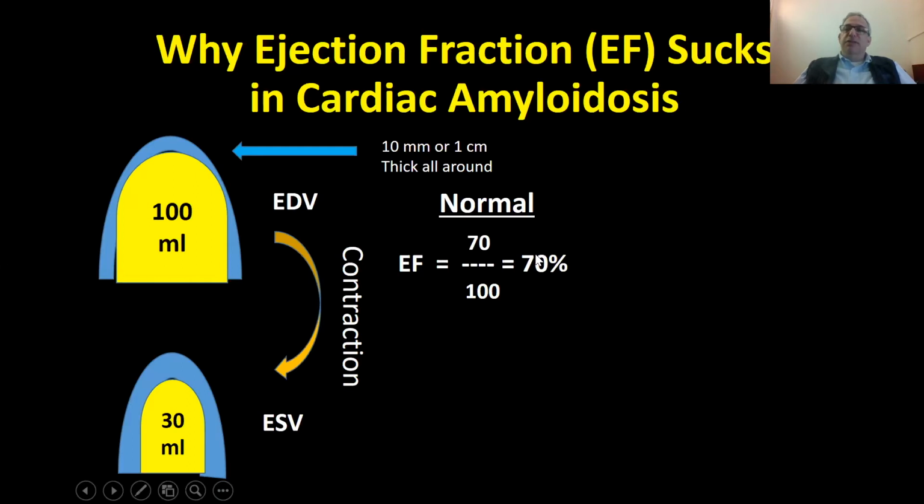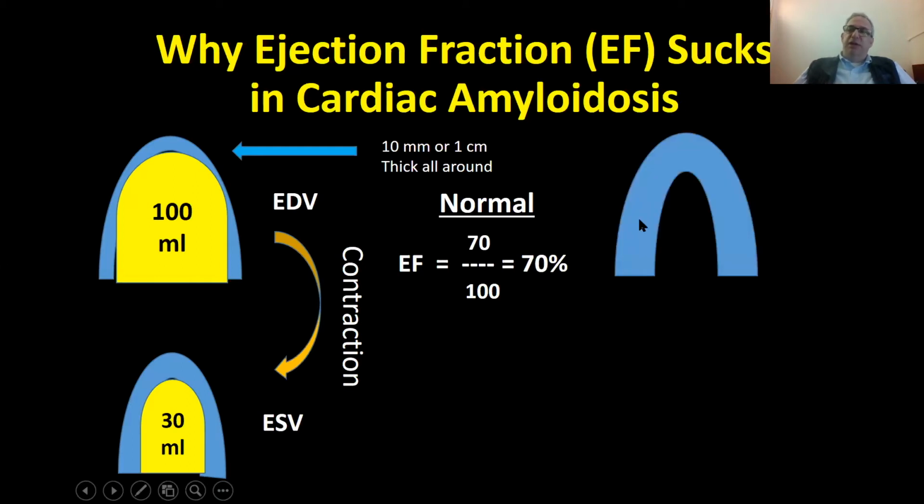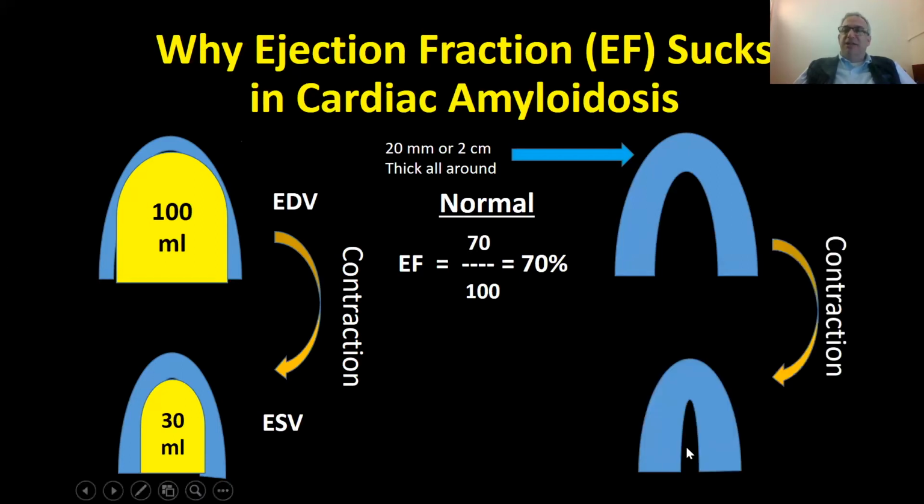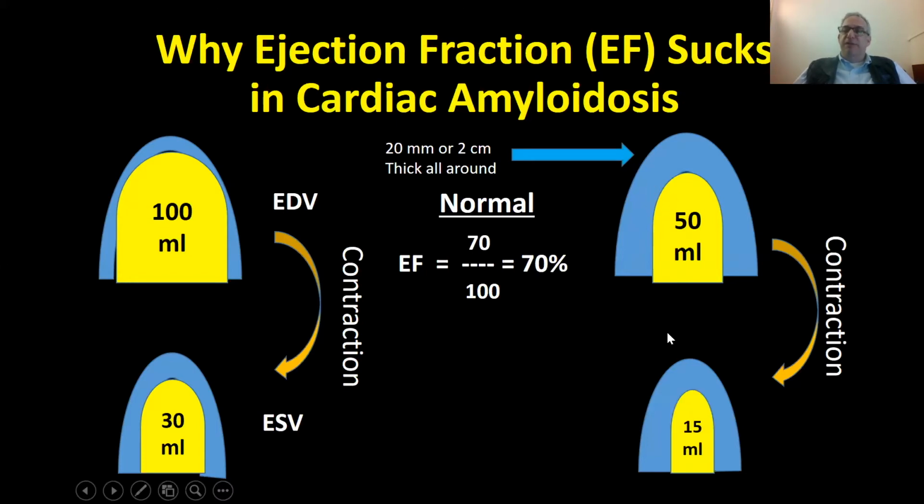So here's the problem in amyloid. The heart's much thicker. It's 2 centimeters or 20 millimeters thick. It contracts and it gets really small. So it may start with only 50 milliliters of blood. Why only 50? Because you can't expand this leathery balloon. It can't hold as much blood, but it goes down to 15 milliliters, right? So 50 minus 15 is 35, and 35 divided by 50 is still 70%.